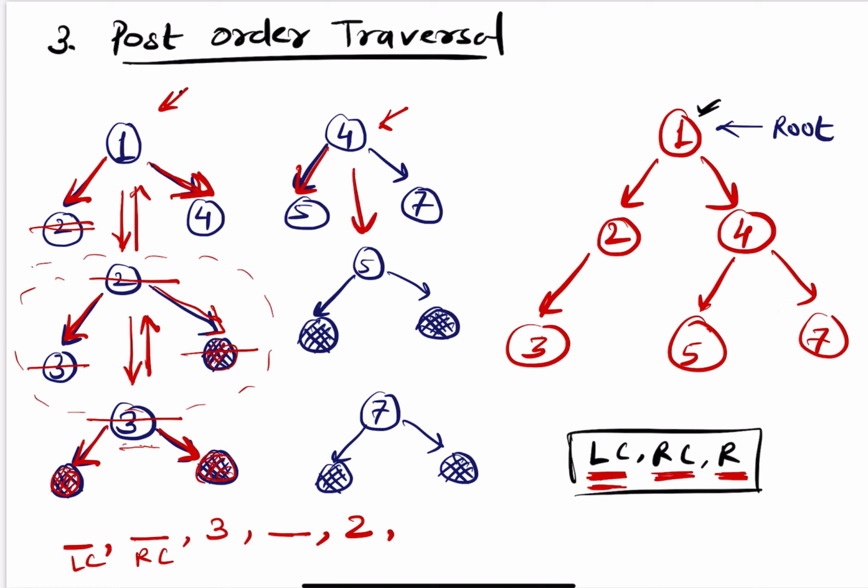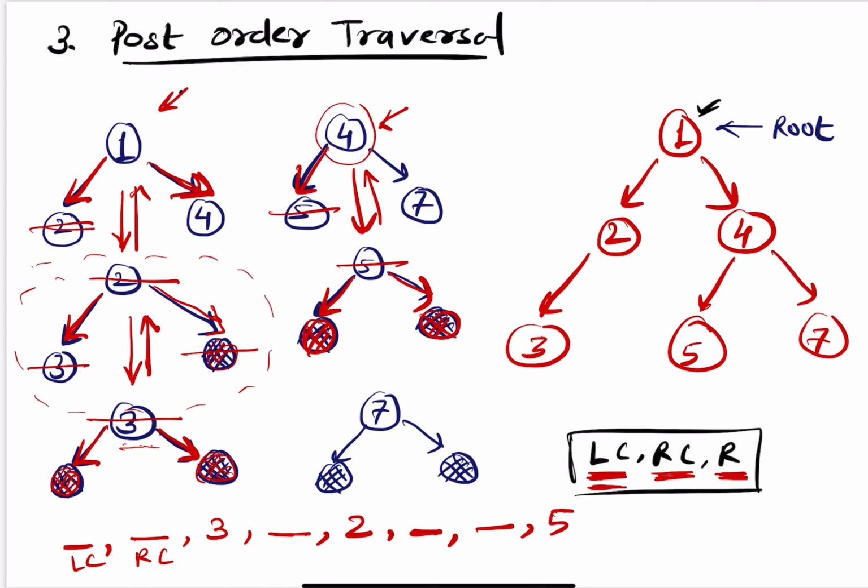Then for 5 also we have to go on the left side, because left child we should process first, which is null value, so we can just put it like this. Then it's time for its right child, so we will directly process it because it is a null value. After left and right child we should process root node, so we will process 5. So 5 is processed, so we will go back on the fourth node, which is this one.